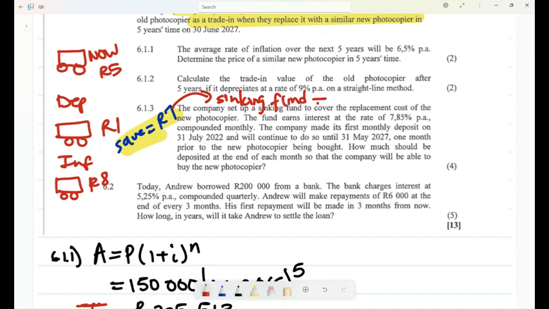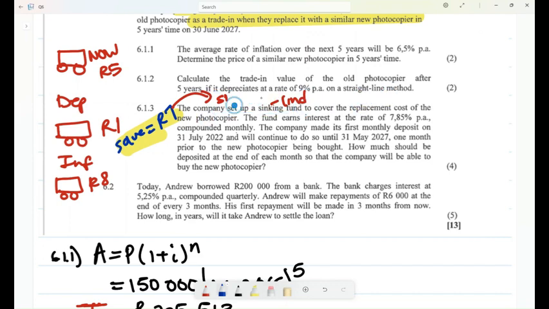But what is a sinking fund? It is us taking our inflation value and minusing the depreciation value. Why? Because we want to see how much exactly we should save for. So in this case, it's going to be 8 rand minus 1 rand, so it's 7 rand. It means we have to save a total amount of 7 rand at the end of 5 years. This is what we call the sinking fund.